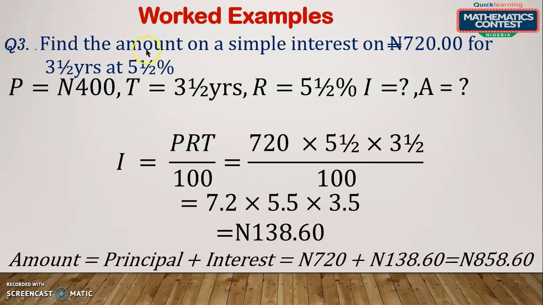But the question says amount. So to get the amount now is the principal, which is 720, plus the interest, which is 138 naira 60 kobo. The addition of these two gives 858 naira 60 kobo as the amount. So always take note, when you are given principal and you are asked to find the amount, you have to get the simple interest first, then before getting the amount. In other words, you can also be given amount and principal, and you'll be asked to get interest. This relationship works better that way.